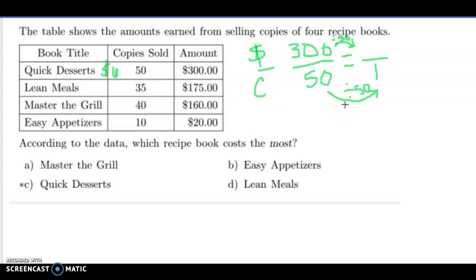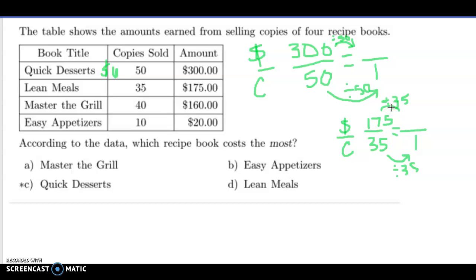I am going to go ahead and do this process for each one of these books to find the most expensive. So once again, I'm comparing money to number of copies. And for lean meals, I know that it costs $175 for 35 copies. But I want to know how much it costs for one. Remember, to get from 35 to 1, I'm just going to divide it by itself. Anything I do to the bottom, I do to the top. So I'm also going to divide 175 by 35.